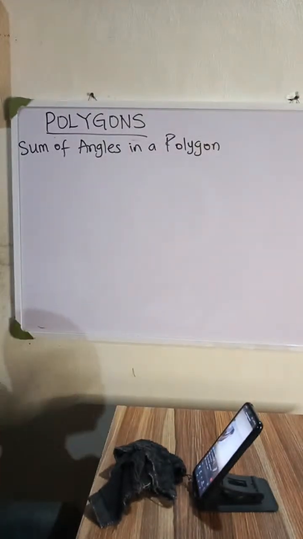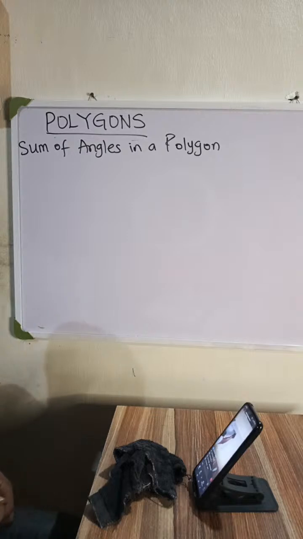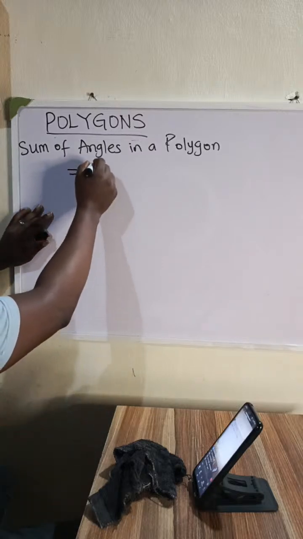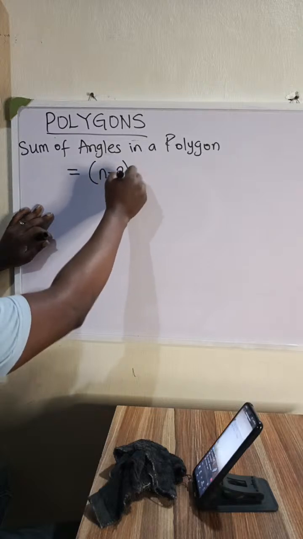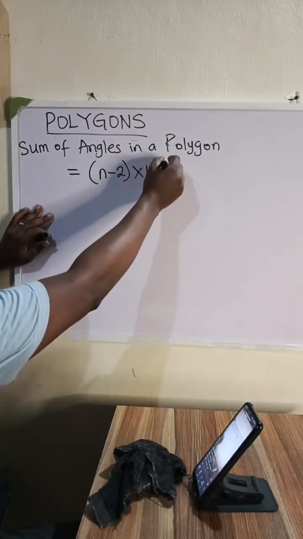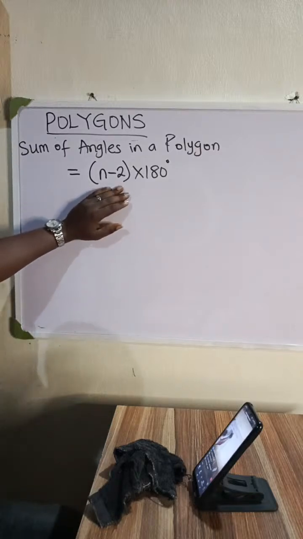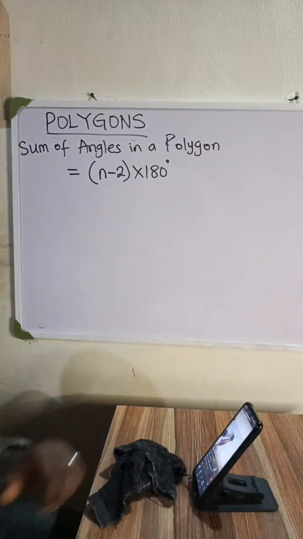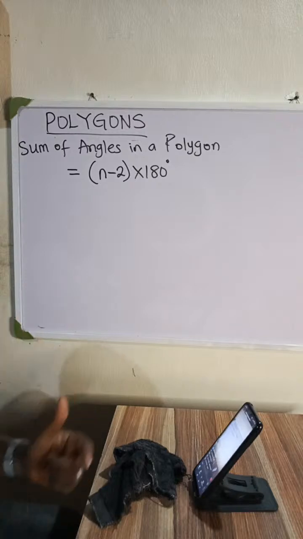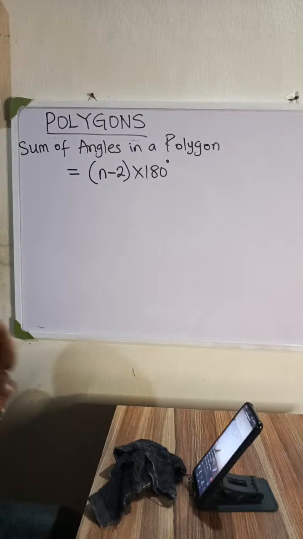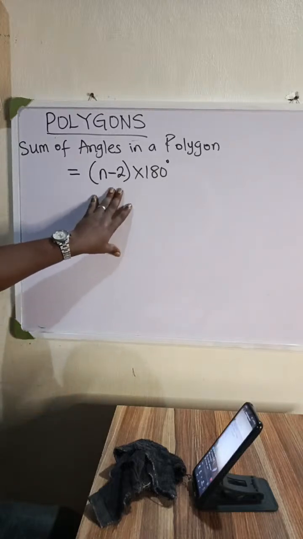So whenever you are told to find the sum of angles in a polygon, there is a formula you can apply. And that formula is n minus 2 times 180 degrees. So whatever the polygon is, whether it's a hexagon, an octagon, a quadrilateral, whatever type of polygon you are told to find the sum of angles, this is the formula you are going to use.